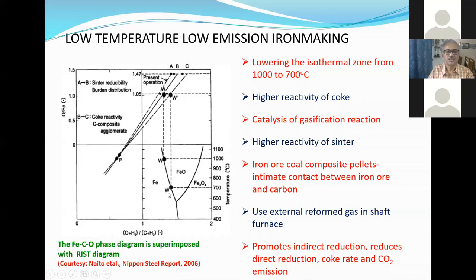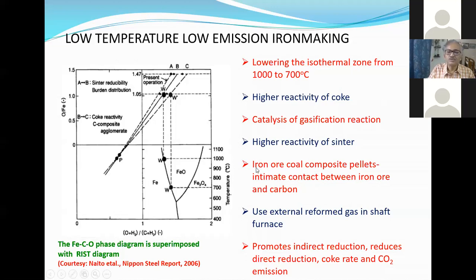So obviously, the isothermal zone temperature, the indirect reduction zone temperature, you can decrease. Another thing is the reactivity of the sinter. Obviously, iron reduction depends on the reactivity of the sinter. So, the reactivity of the sinter, the reactivity of the coke, and catalysis of the gasification reaction. Basically, alkaline metals can catalyze the gasification reaction. Even the fresh iron also catalyzes the gasification reaction. So, these things are there.